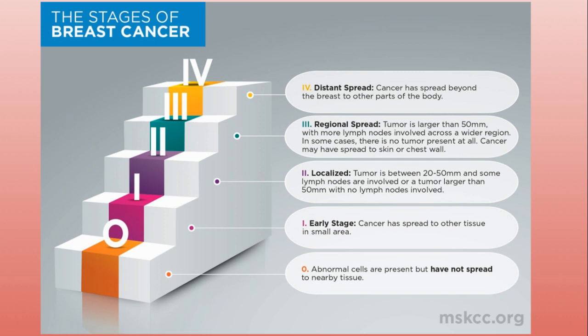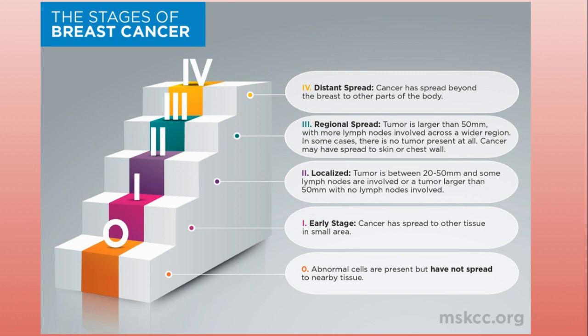So I'm sure you are familiar with the stages of breast cancer. You may know that there are 4 stages, but there's actually five: a very early stage, the very, very beginning, zero stage. Abnormal cells are present but have not spread to nearby tissue. So that is the very, very beginning stage before stage 1. Then we go up to stage 1, or early stage. Cancer has spread to other tissue in a small area. So that is stage 1.